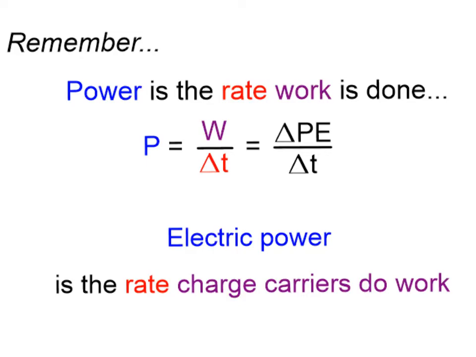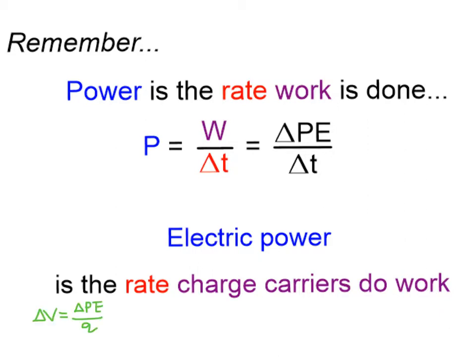So remember, last semester we learned that power is the rate that work is done. And we can write that equation like this: power equals work per change in time. We can also write that as change in potential energy over change in time. When we talk about electric power, we are talking about the rate that charge carriers do work.